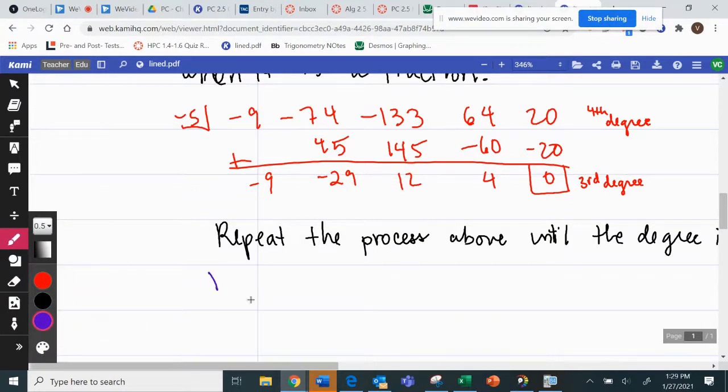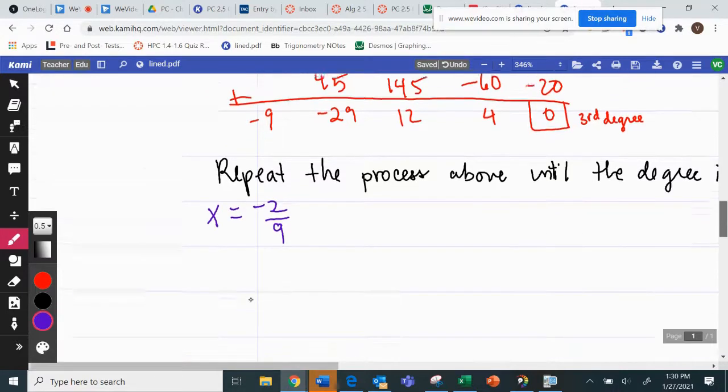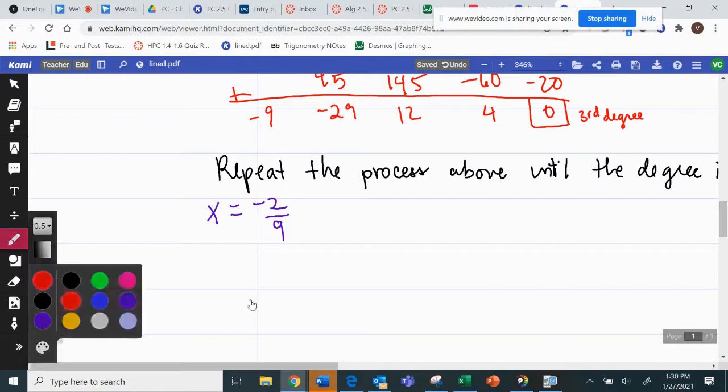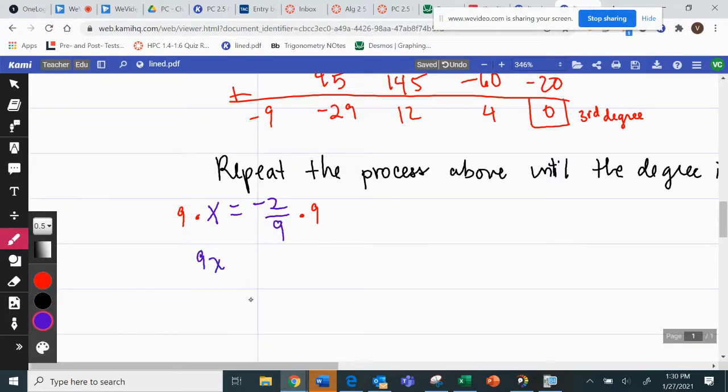So I'm going to have x equals, oh, it was negative 2/9, right? Negative 2/9. This is a fraction. So if it's a fraction, we're going to be using long division. So to use long division, I need to change this fraction so it isn't a fraction anymore. Multiply both sides by 9. I get 9x equals negative 2. Add the 2. And then 9x plus 2 is the factor that we will be taking out.